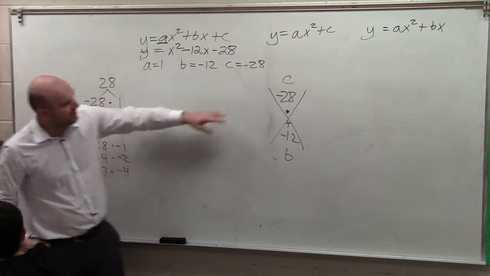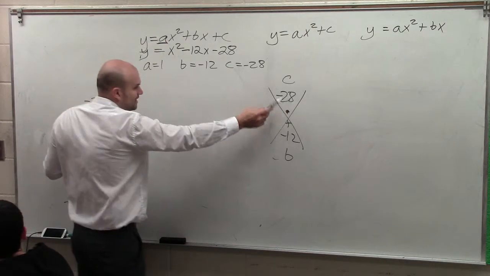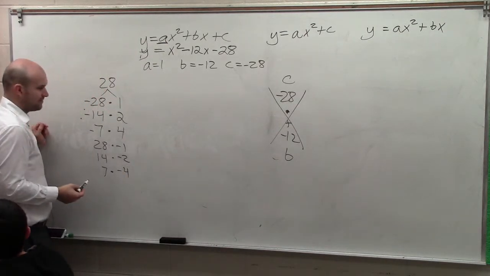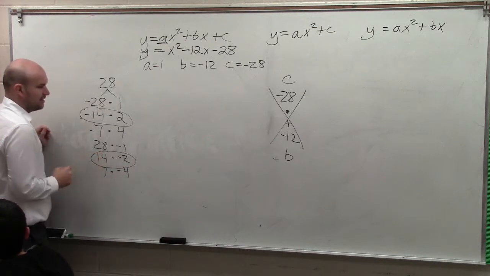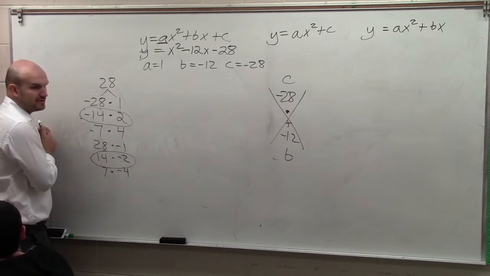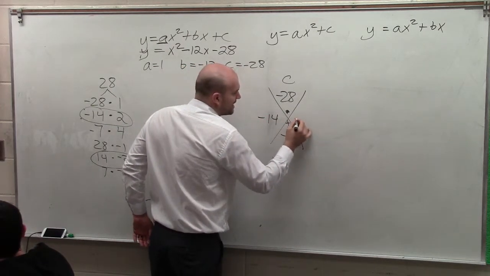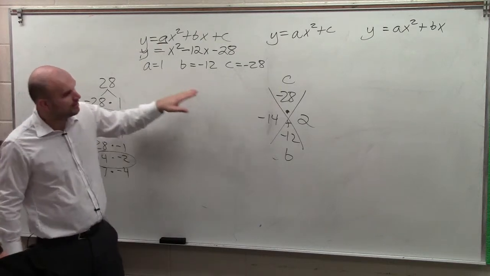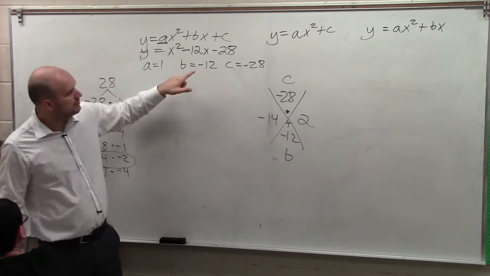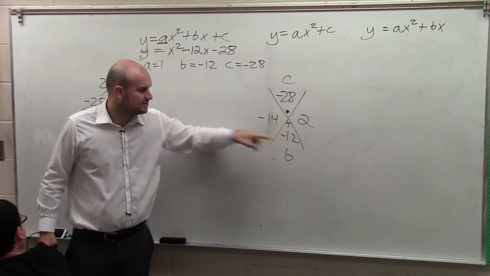So again, we want to identify what 2 numbers multiply to give me negative 28, but add to give me negative 12. Well, the only 2 that I see that are close to that are here. And which ones out of these 2 add to it? 14 and negative 2. So you'd say negative 14 and positive 2. Negative 14 times 2 is negative 28. Negative 14 plus 2 is negative 12.